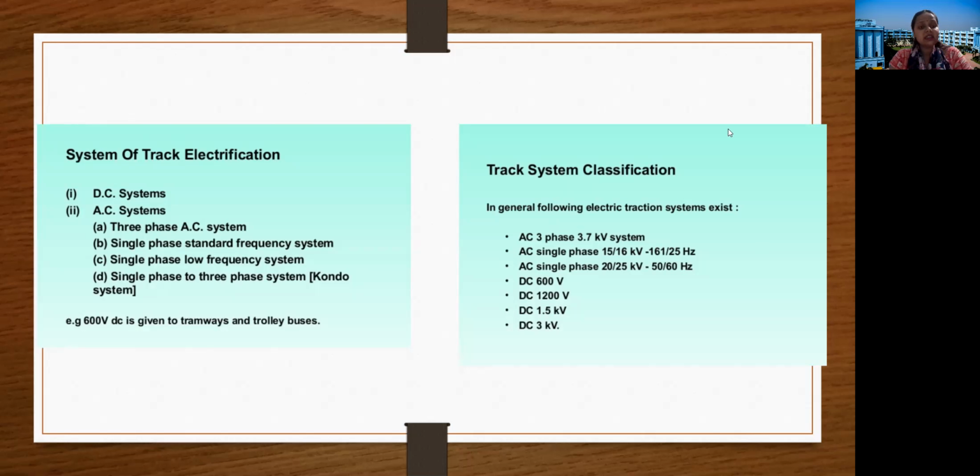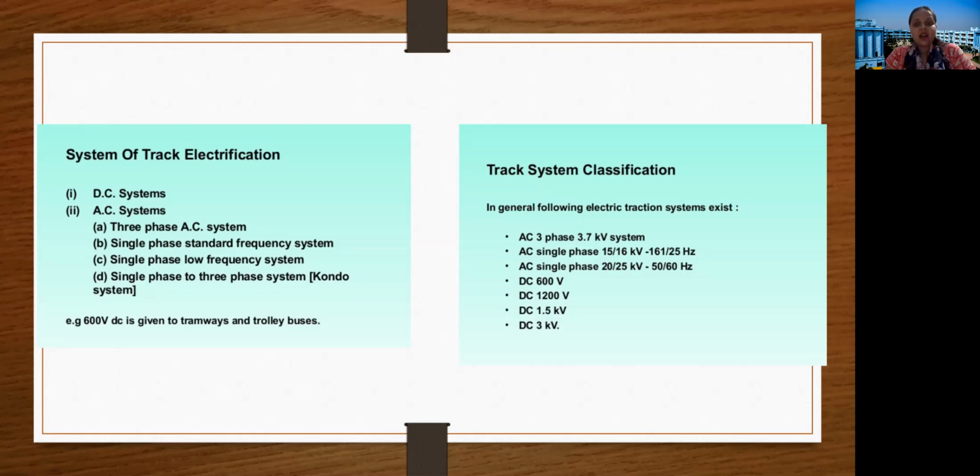Now within AC system, we are having three-phase AC system, single-phase standard frequency system, that means single-phase 50 Hz system, single-phase low-frequency system, that means single-phase 16 2/3 Hertz frequency system, single phase to three phase system. This particular system is also known as Kando system. Now, what are the examples of DC system? 600 volt DC is given to tramway and trolley buses.